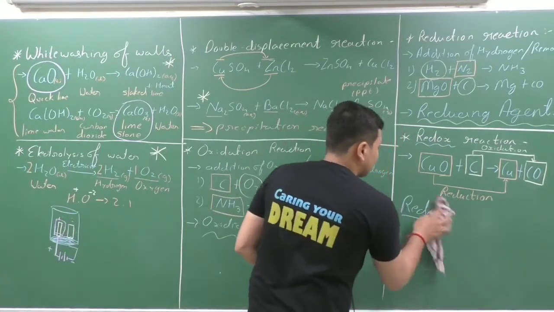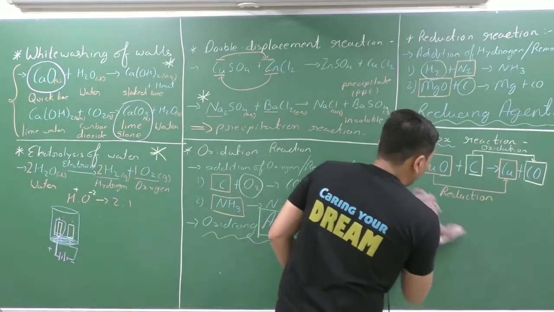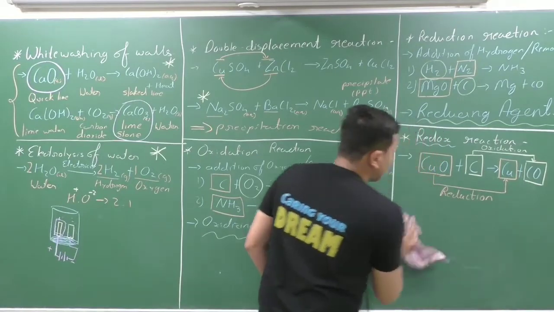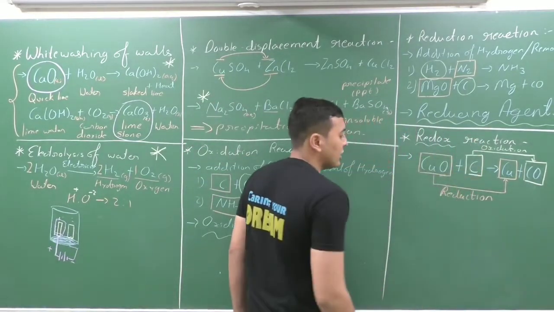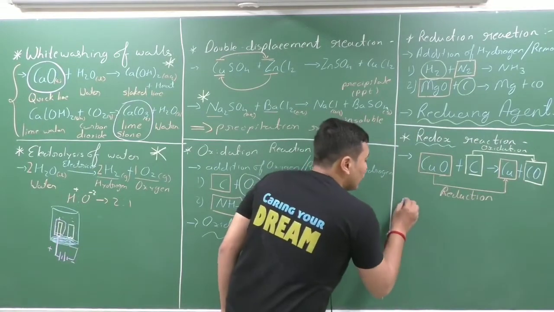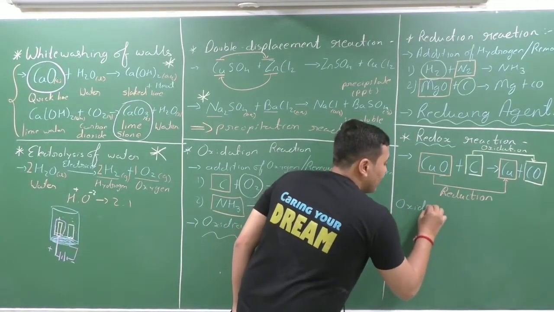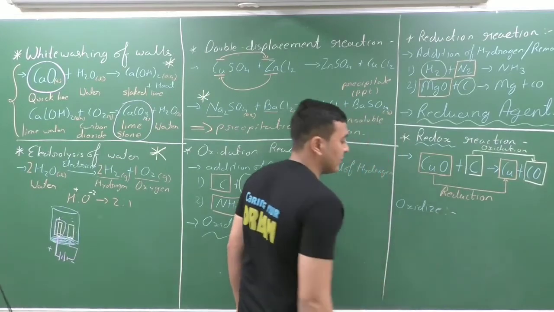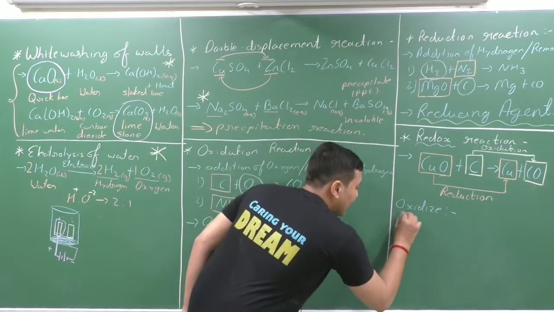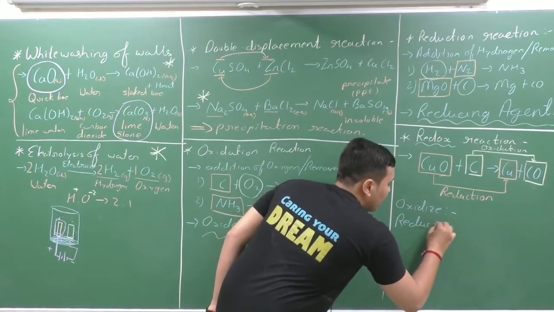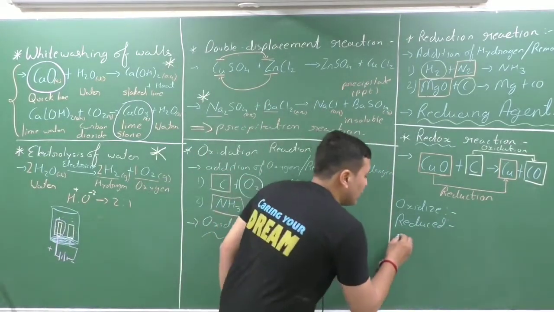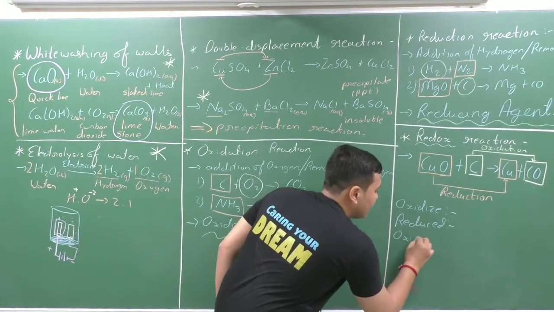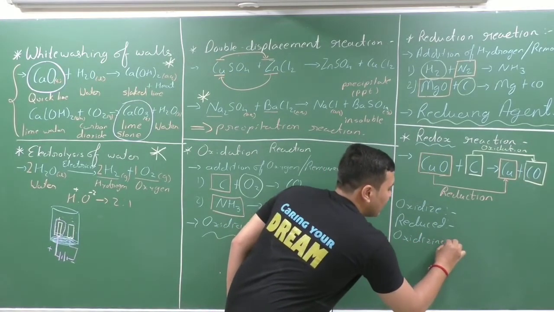Clear? So now let us learn which type of reaction this is. It is a reduction reaction, it is an oxidation reaction, thus it is a redox reaction. But which compound gets oxidized? Which compound gets reduced? Which compound is an oxidizing agent?